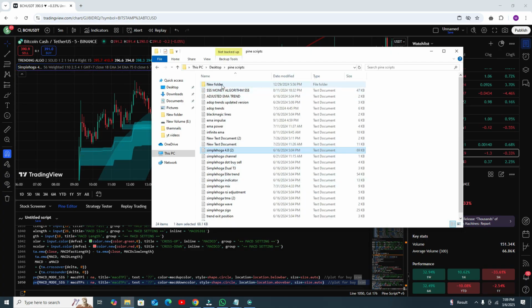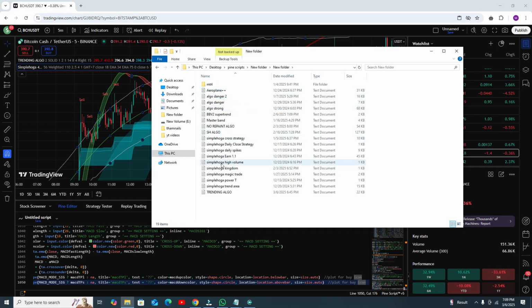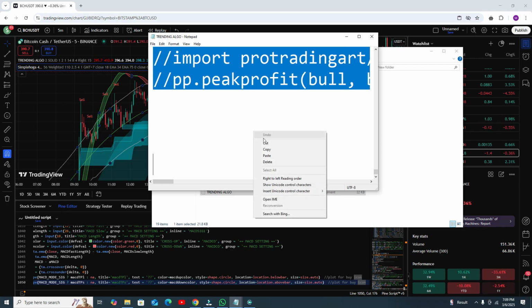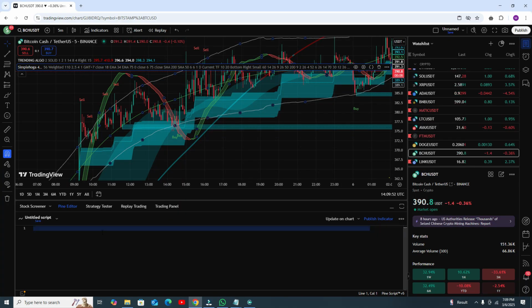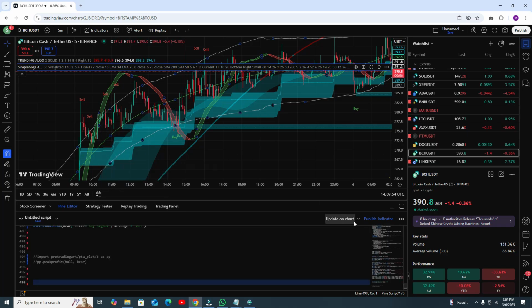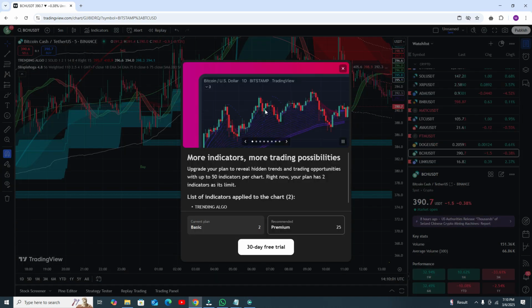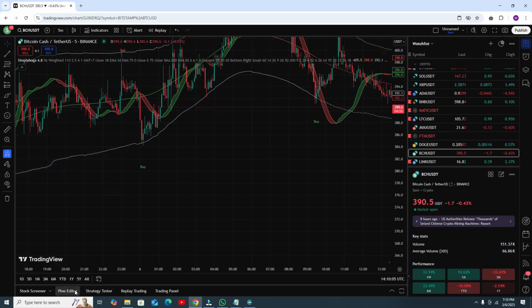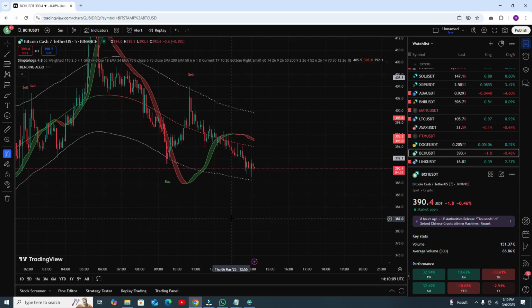The second indicator you need to add is Trending Algo. Control A, copy the code. Then here you need to remove all the code, paste my code, then click on add to chart. Your indicator is now ready. But first we need to remove this code, then add the code, because you can add only two indicators.